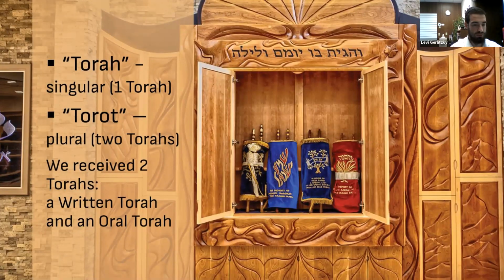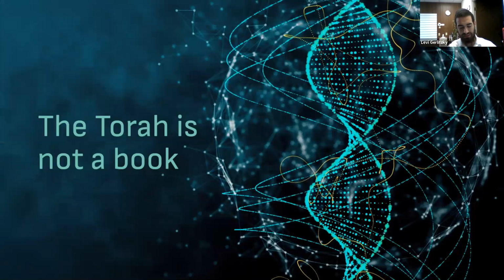Torot means plural. Torah, which is the common way we refer to the Torah, is singular. But the verse mentioned Torot, this was in Leviticus 26:46, in order to tell us that there were two Torahs that were given. Let's look at a simple example to explain this idea a little bit further. If I were to say the Torah is a book, then that's it. But the Torah is not just a book. The Torah is godly wisdom.